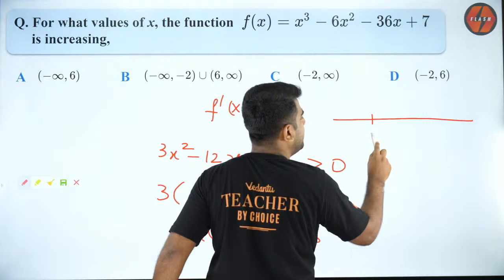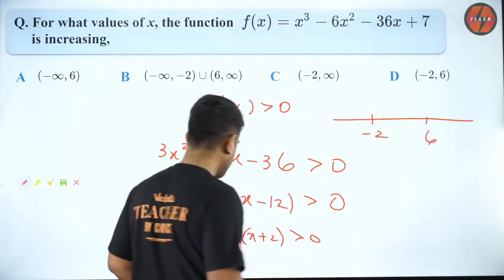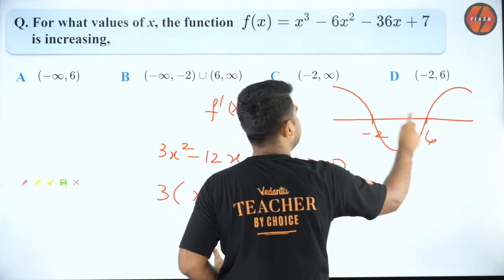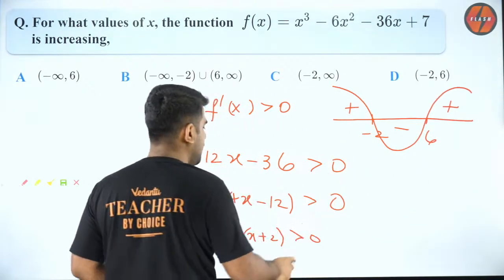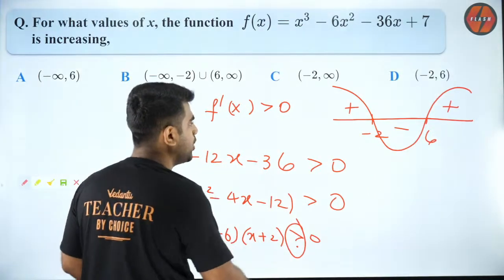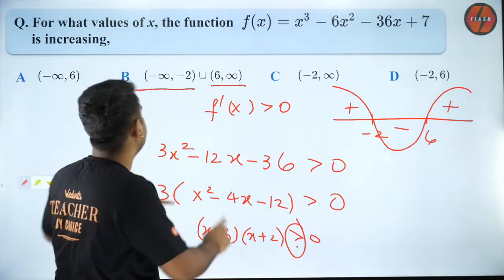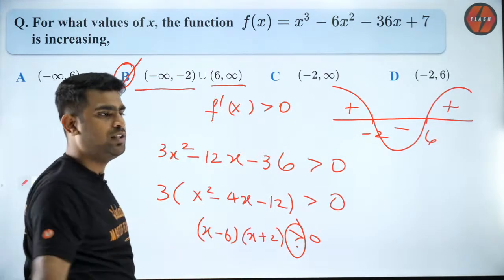Draw the number line, mark the roots. And then start from the rightmost corner and go in a zigzag way: plus, minus, plus. What do we want? We want greater than 0. So what is the interval? Minus infinity to minus 2, and 6 to infinity. So B is the answer.